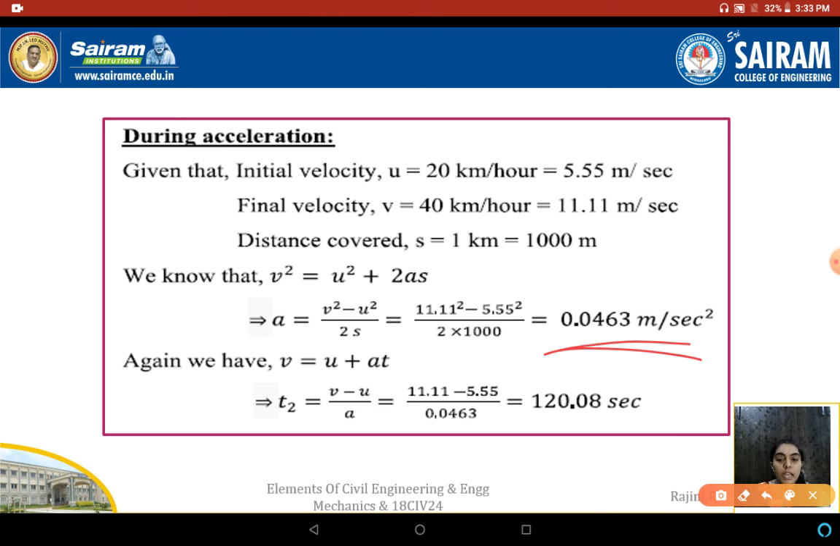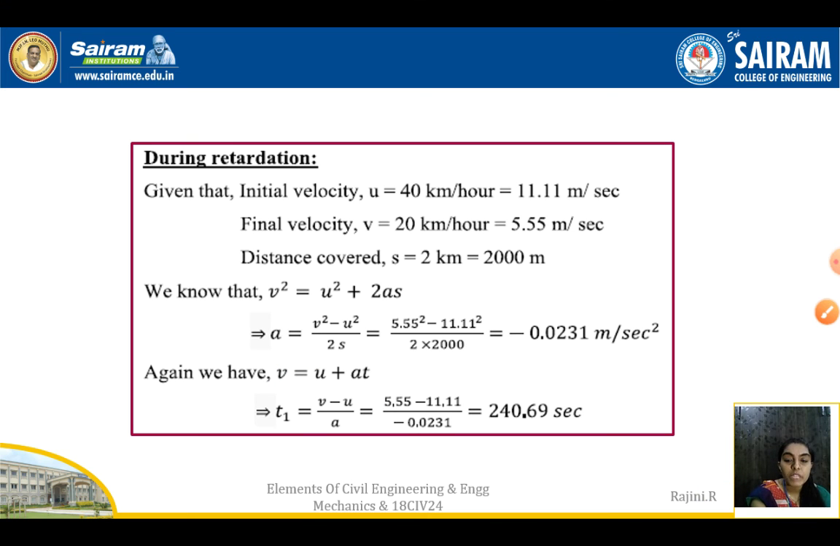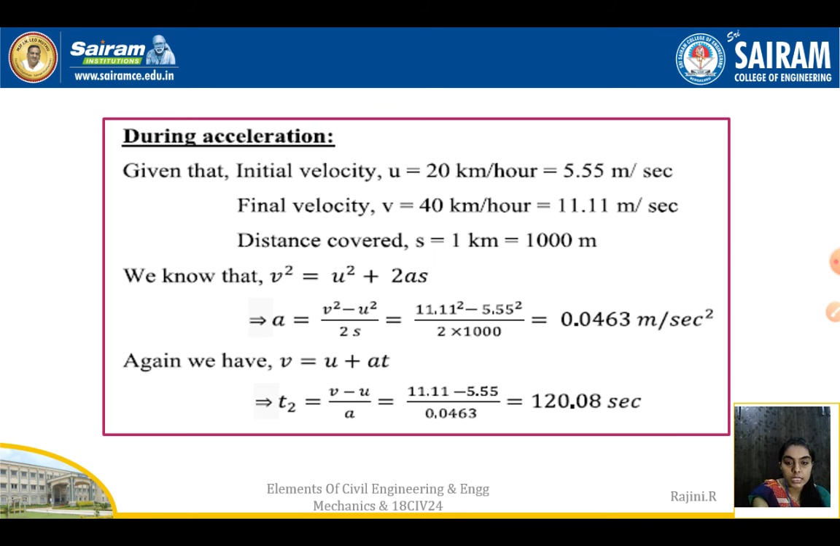So again we have v is equal to u plus at, where t is t2. In the last you can see we have taken t1. I'll show. Here we have taken time 1. So at the end we are adding both the times. In the negative acceleration what happened and then in the positive acceleration what happened. So both the times we are considering here.